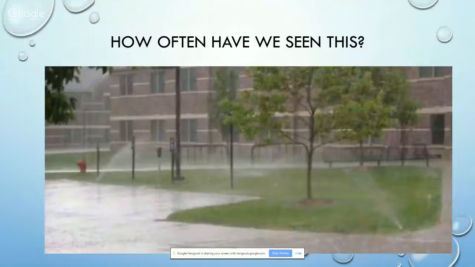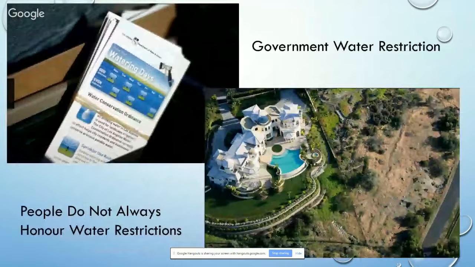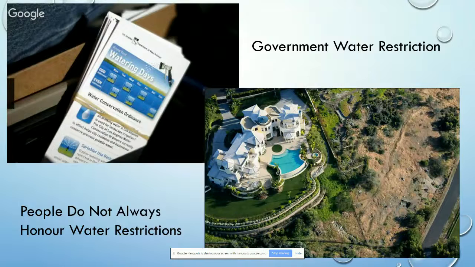So now, how often have we seen this? This is not smart, but it happens a lot. And there are drought conditions in many parts of the world, including California and the US, where water shortage is a real issue. The government in the affected areas are trying to conserve water by imposing bans or restrictions, but it is often difficult to enforce the bans effectively. And some people are simply rich enough or ignorant enough to ignore the bans.